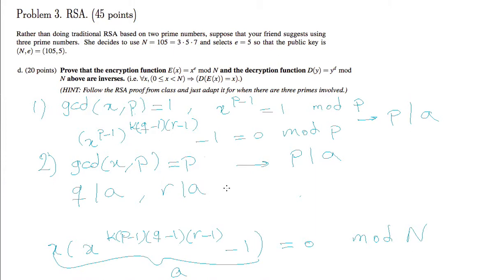Now since p, q, and r are all prime numbers, we can deduce that p times q times r divides a, because a needs to have all the three factors p, q, and r. So this proves that n divides a, and this is what we wanted to show. So a mod n is equal to 0, and the proof is complete.